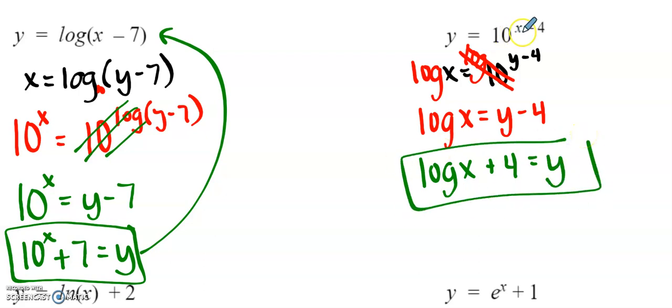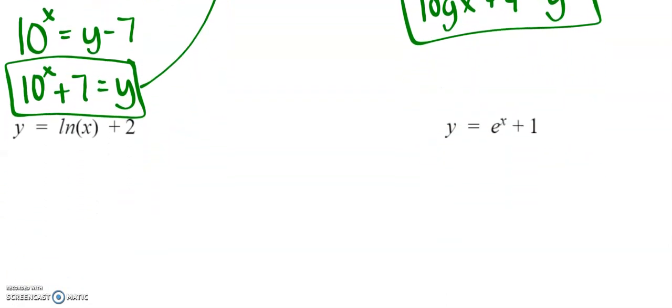Okay, so this was an exponential shifted to the right 4. This is now a logarithm shifted up 4 because we're switching our x's and our y's, so our direction of movement changes. All right, this next one, switch x and y. Oops, that was not a log. That should be a natural log.